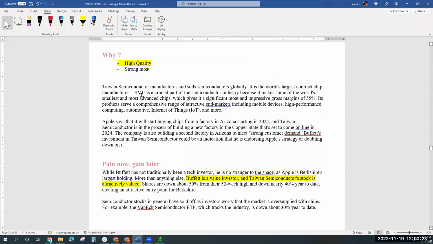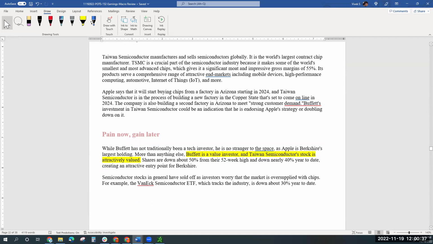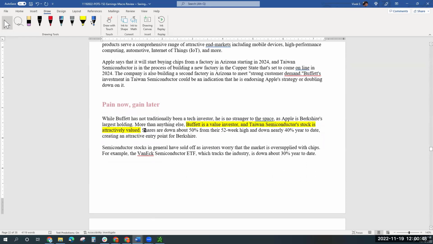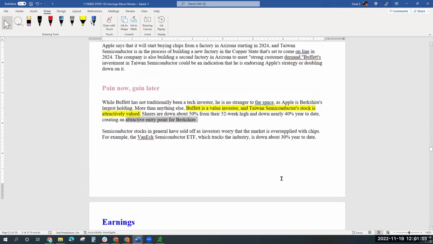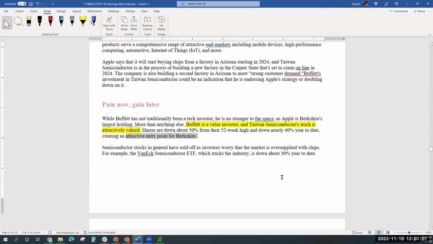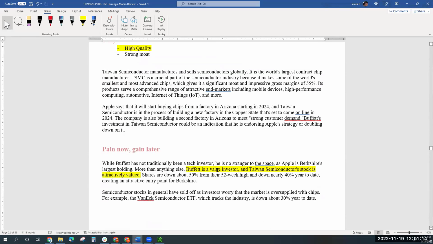All right. And anything else? Yeah, so it will start buying chips from a factory in Arizona in 2024. I think I already talked about that. Taiwan is going to build a semiconductor factory over there. Pain now, gain later. Warren has not been a traditional tech investor, but he picked Apple, which has worked out great for Berkshire. TSMC shares are down 50% from the 52-week high. We recently saw it go from 132 to 62, and I think that was an interesting entry point for Berkshire, so they picked it up. Even now, it's down 30% year to date. But given how Berkshire operates, they're looking at much, much longer term. So yeah, something I wanted to share on what Berkshire was buying.